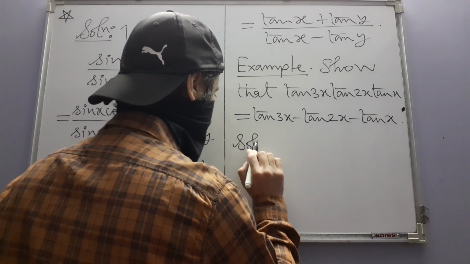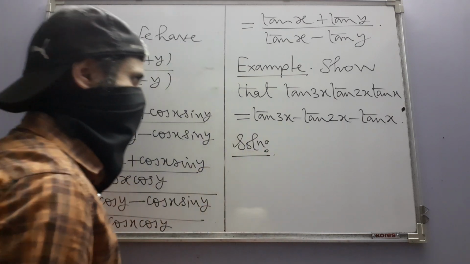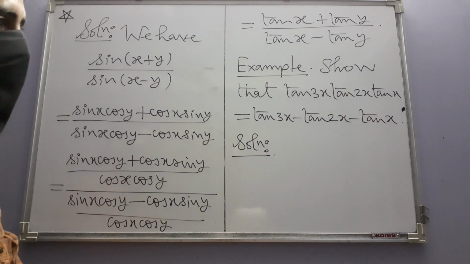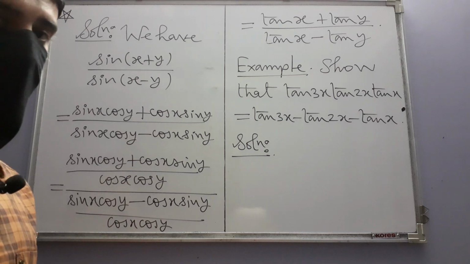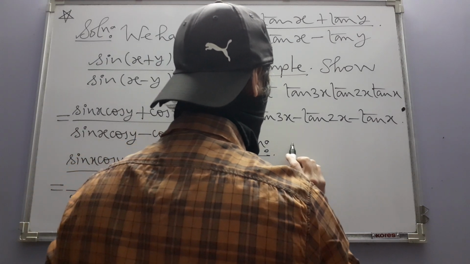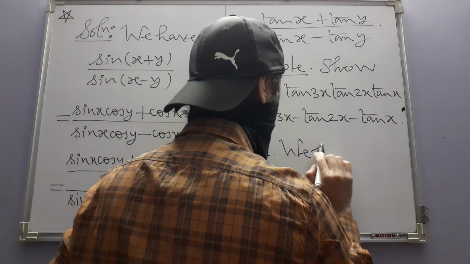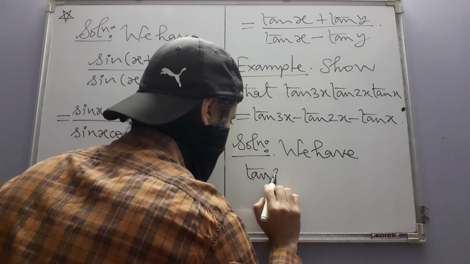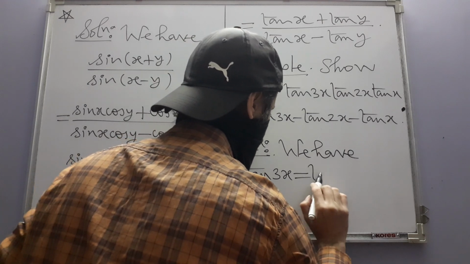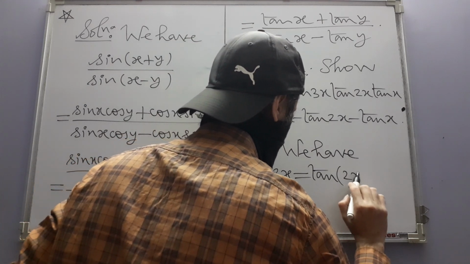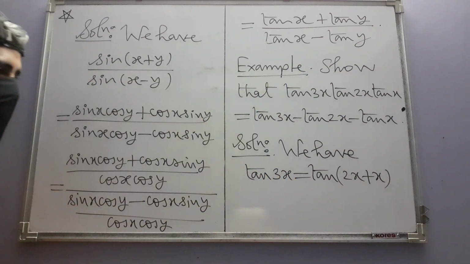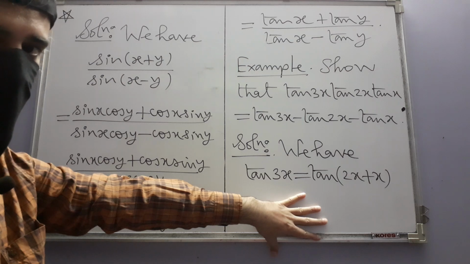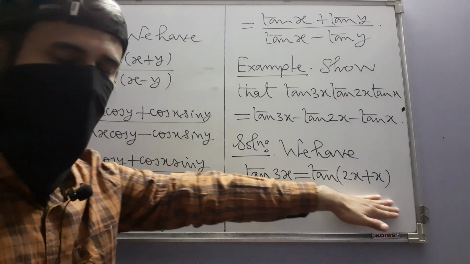To prove this, if you want, you can start with the right hand side or the left hand side, but a better way is to start with this. In fact, we have tan 3x equal to tan 2x plus x. So we are not starting with an expression, one side or the other side, but rather with an equation.